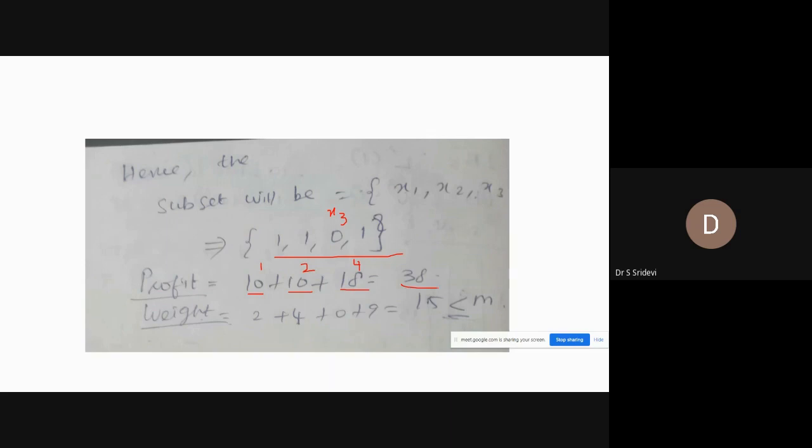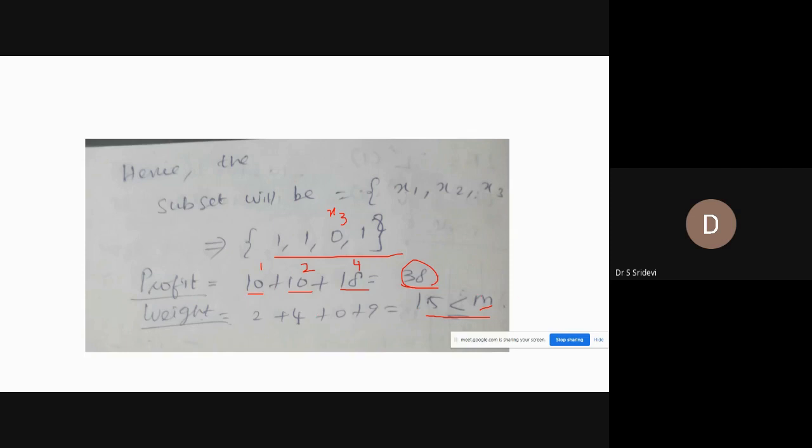So the profit is equal to 38. So you are maximizing the profit value. At the same time, you have to check the weight also. So the weight of the first object is included, second one is included, third is not there, fourth is available. See the weight. So 6 plus 9, 15, and this value should be less than or equal to the given capacity. So here it is exactly equal. Hence, this will be the solution. So the maximum profit is equal to 38.